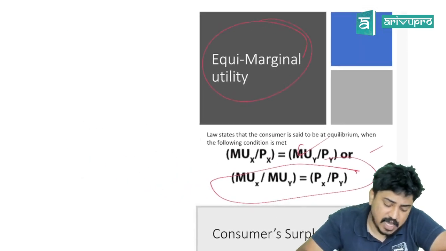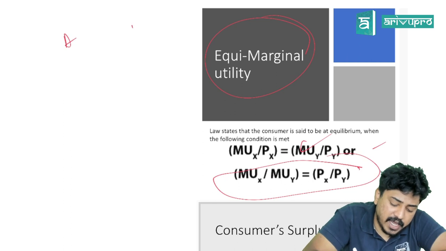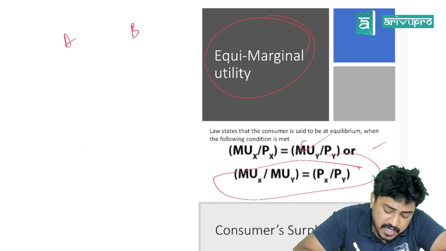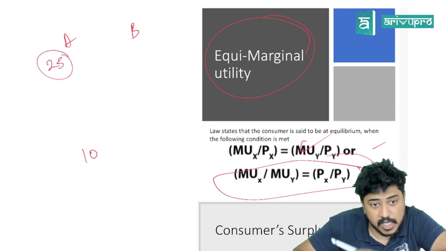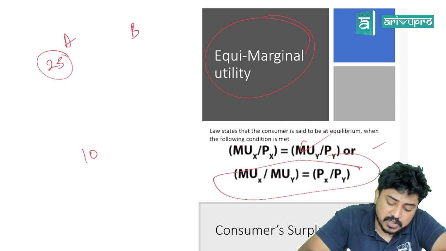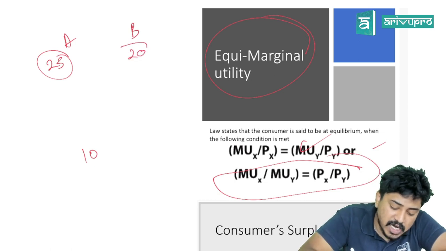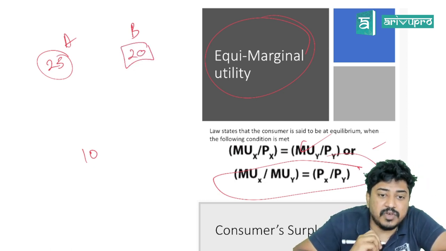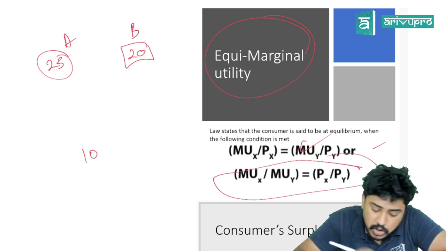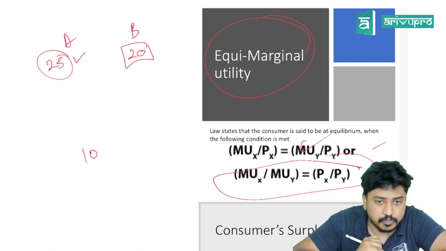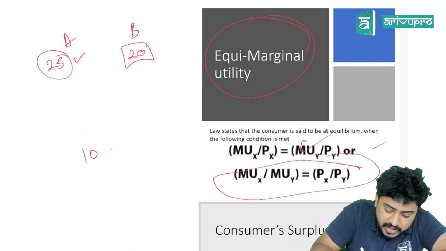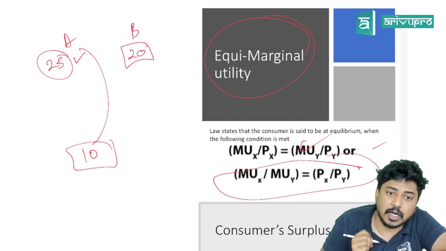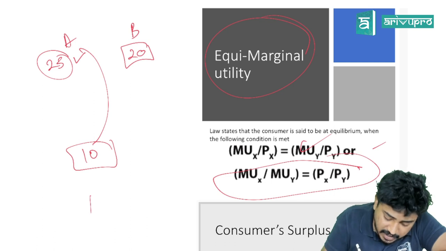I gave you an example, right? Let us say product A and product B are there. Let's say he has 10 rupees. The first unit of product A is going to give him 25 utility. Product B is going to give him only 20 utility. Which product will you consume? You will consume the 25 utility giving product, because your 10 rupees is worth more here. Correct?